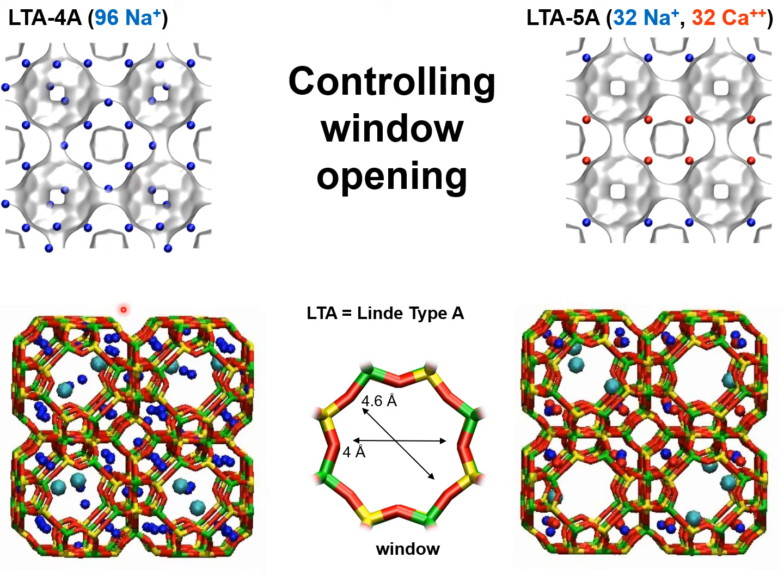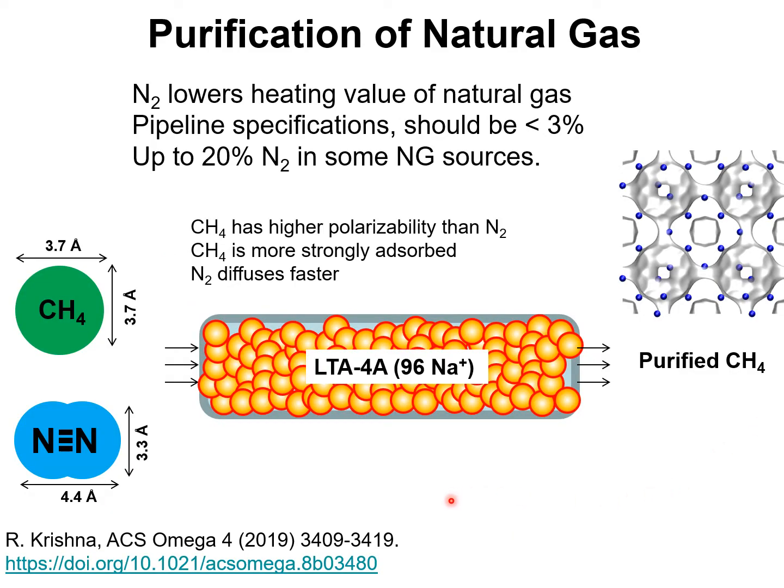Therefore, whether we use 4A or 5A zeolite, the diffusivities would be significantly lowered in 4A than in 5A. This strategy can be exploited to achieve industrially important separations, and this is an example of purification of natural gas.